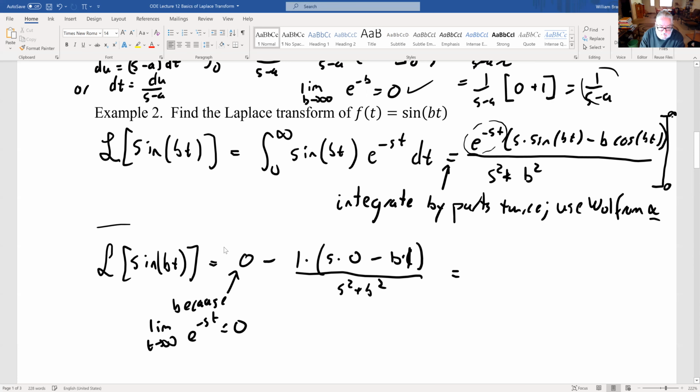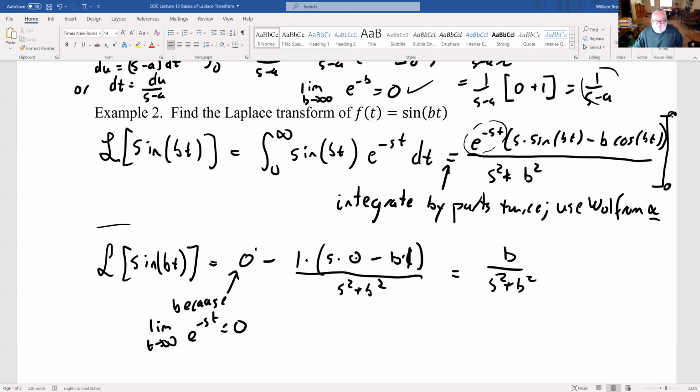And so what do we end up with? Minus minus makes that a positive. This is 0, so we just get b over s squared plus b squared. And so that gives us this. So we took these limits to show that this is equal to 0 to get that to go away.